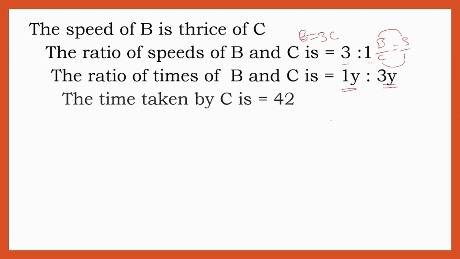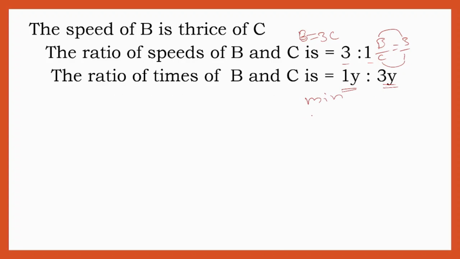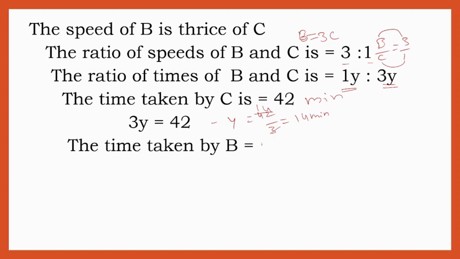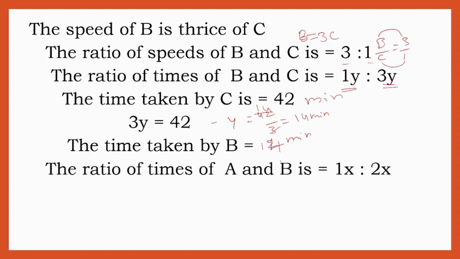But here we have the time for C as 42 minutes. That means this 3y equals 42. That means y equals 42 by 3. So 3 ones are 3, 12 is there, 3 fours are 12, so 14. So 14 minutes is the time taken by B to cover the same distance traveled by C in 42 minutes.